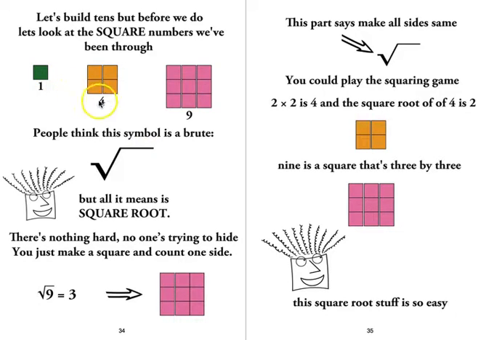So here is a square number, here is a square number, here is a square number. And just a few. Could you make more square numbers? Could you make a square out of 4s and 5s and 6s and count those? This part says make all the sides the same. You could play the squaring game. 2 times 2 is 4, and the square root of 4 is 2. 9 is square, that's 3 by 3. All the square root stuff is so easy.